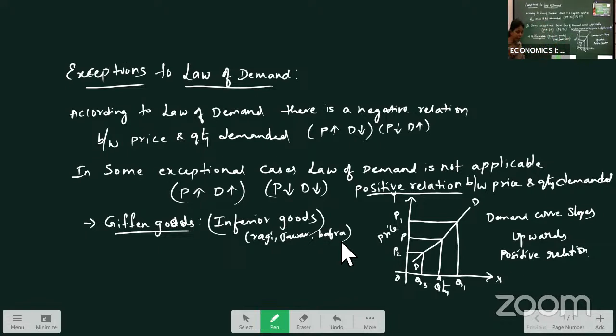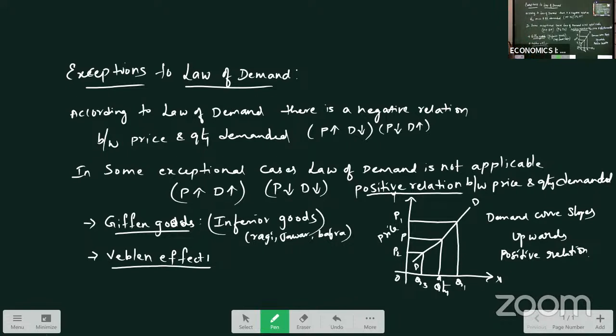Inferior means what? When people's income levels are low, they prefer low priced items, or low price is very important for them. So that way we have given goods. In case of Giffen goods, the law of demand is not applicable. Is it clear? Now, the second exceptional case is the Veblen effect.